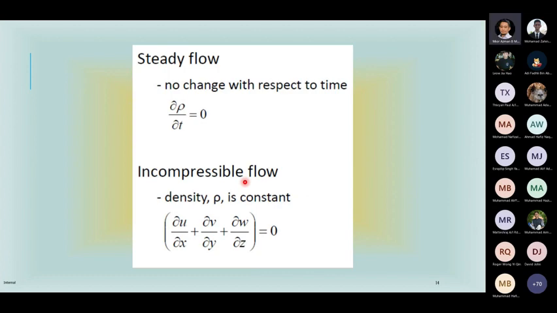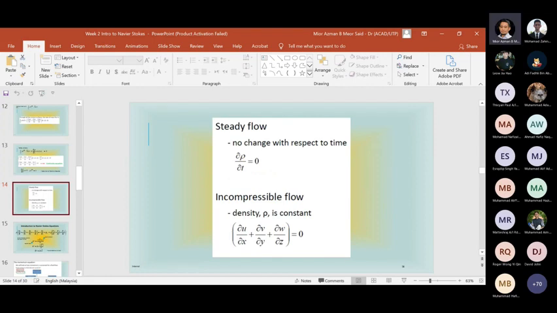So this is what we're going to use to solve the problem. We're going to apply this derivation and see if it equals 0. If it equals 0, then it's incompressible flow. Okay, that's our strategy. We'll get back to the problem.